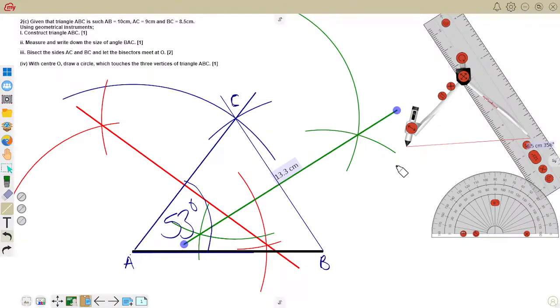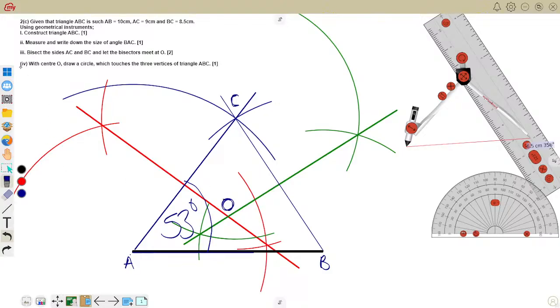Okay, now we have finished bisecting the lines BC and AC. However, the question is also telling us, let the bisectors meet at O. So we can tell that, let me use blue, this is O. Okay, so we have answered question 3 completely and correctly. That's how you answer it.